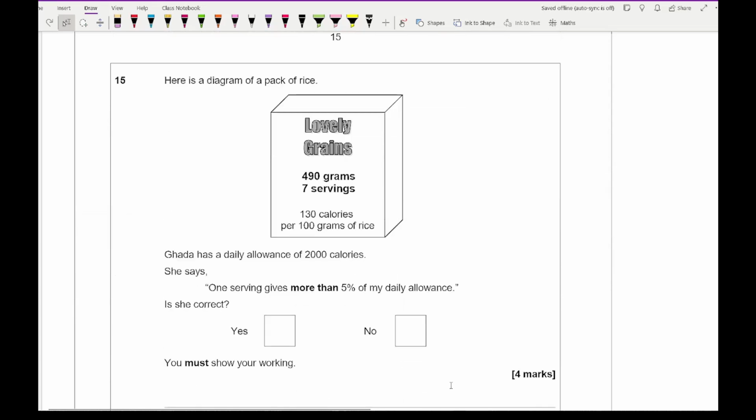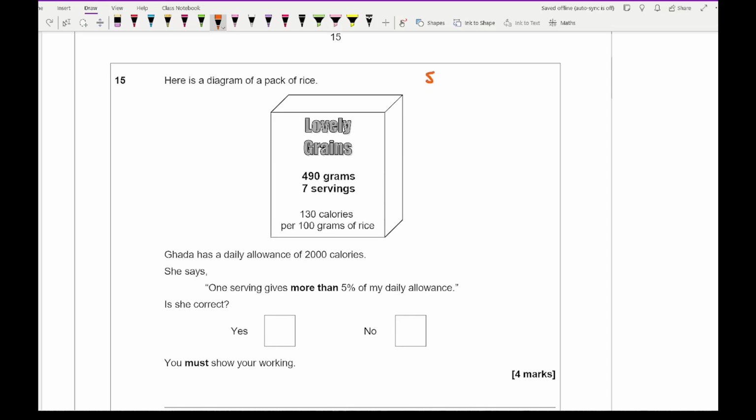Moving on to question 15, it says here is a diagram of a pack of rice, and it says that Gahade has a daily allowance of 2,000 calories. She says that one serving gives more than 5% of my daily allowance. Is she correct? Well, let's have a look to see if it is. So I'll do my working out on the screen so you can see it. Now again, this is just one possible way of doing this particular question. There are going to be many more, but as long as you come to the same conclusion and you do the proving correctly mathematically, you'll be fine to get the full marks.